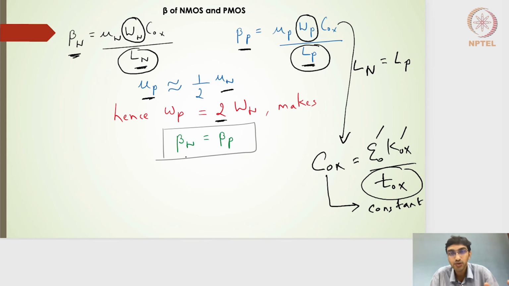If I want to change the width of the NMOS and the PMOS, it is not necessary that the betas will always be the same. But just for the primitive calculations, I am taking the simplest case, making the betas the same, and then trying to see what happens to the output as a function of input, or input as a function of output. All right.